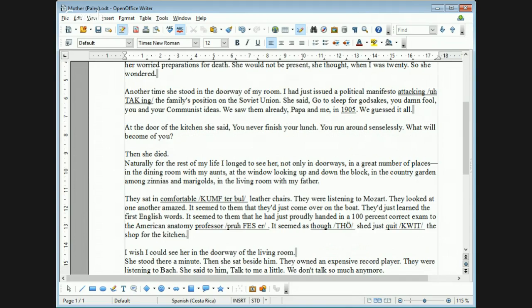So they came over on the boat from Russia, they had to learn English words, he had to take an exam to become a doctor, she had to quit working in the shop and start working in the kitchen. So that's their life roles, and maybe those are all things that they're looking back at, being surprised at. It also gives you a sense of what happened in their life. Does that make sense to everybody?